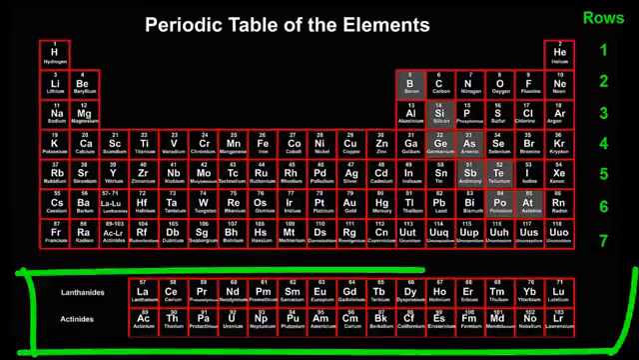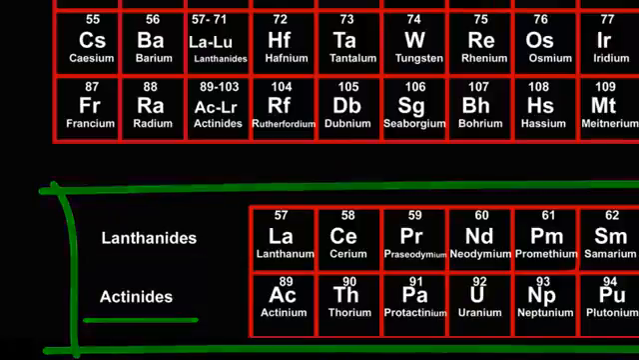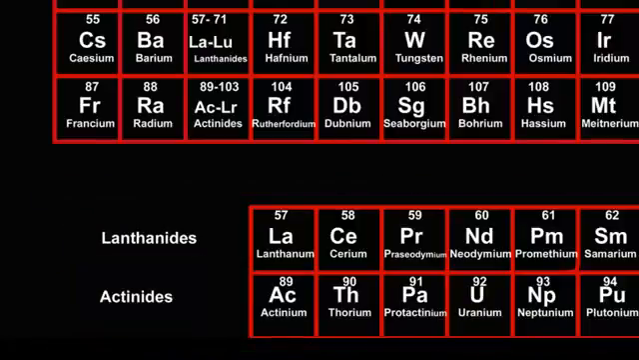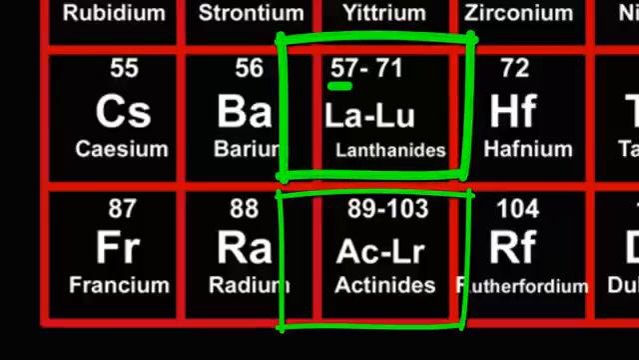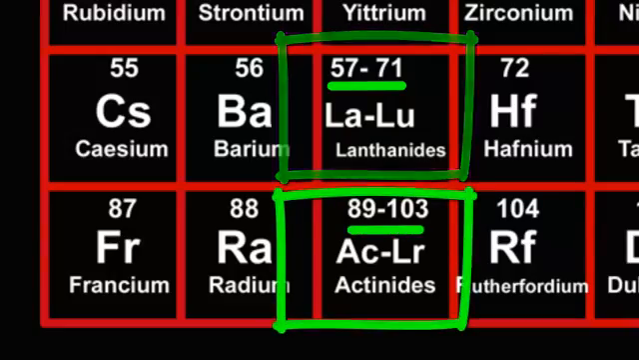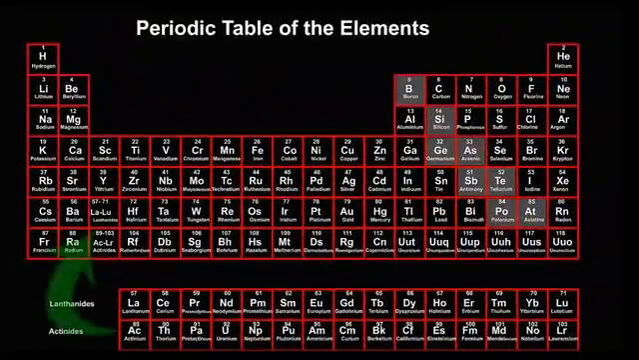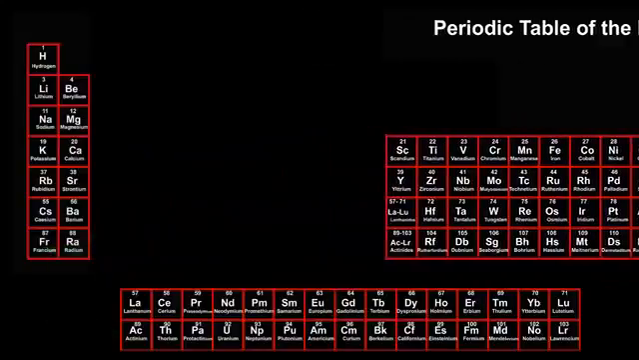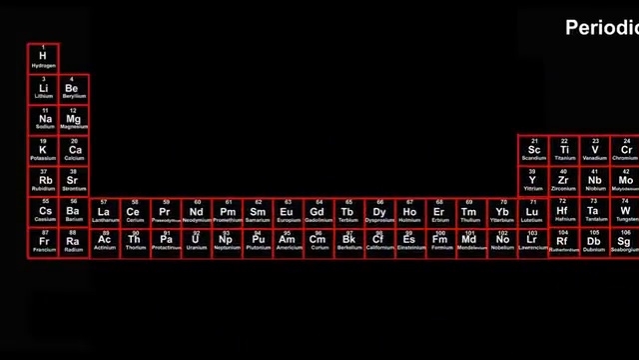What about these rows down below, called the lanthanides and actinides? Well, they really belong to rows 6 and 7 and should slot into these spaces. The lanthanides are elements 57 to 71 and the actinides are elements 89 to 103. To slot them in, we have to make the periodic table wider. This full table is more accurate and some versions are printed this way.